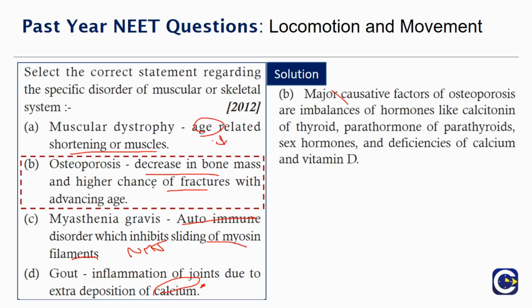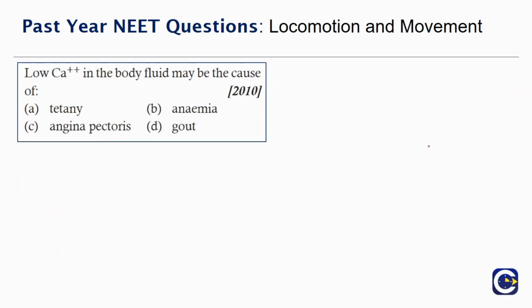Osteoporosis, decrease in bone mass and higher chance of fracture with advancing age. More causative factors of osteoporosis are imbalance of hormones like calcitonin of thyroid, parathormone of parathyroids, sex hormones, and deficiency of calcium and vitamin D. So moving on to the next question.